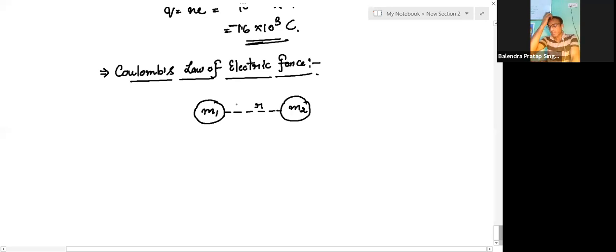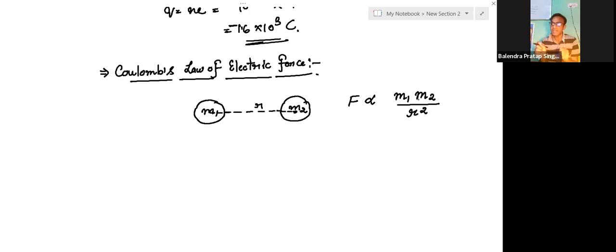This small r is the distance from the center of mass m1 to the center of mass m2. So I draw a dashed line from the center of mass m1 to the center of mass m2. In this case both bodies will experience a gravitational force. m1 will experience a force due to m2, and m2 will experience a force due to m1. This force F is directly proportional to mass m1 into mass m2 divided by the square of the separation distance between these two bodies. Means F is directly proportional to m1 m2 divided by r square.